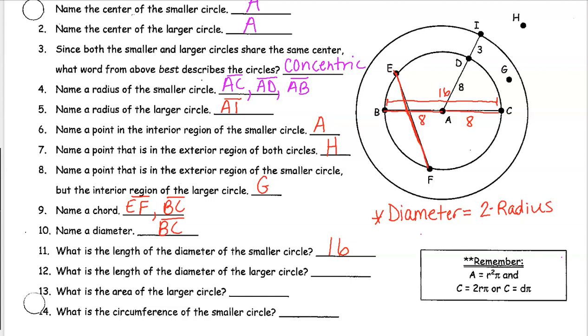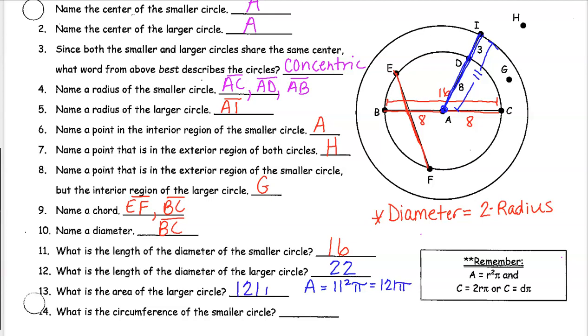So if we want the diameter of the larger circle, the radius AI of the larger circle is 8 plus 3, right? This whole thing would be 11. So its diameter would be 2 times 11, or 22. Okay, area. Notice this little box here gives us our area formula. So area is r squared times pi. What is the area of the large circle? We know that the radius of the large circle is 11. So we have 11 squared times pi, which would give us 121 pi.